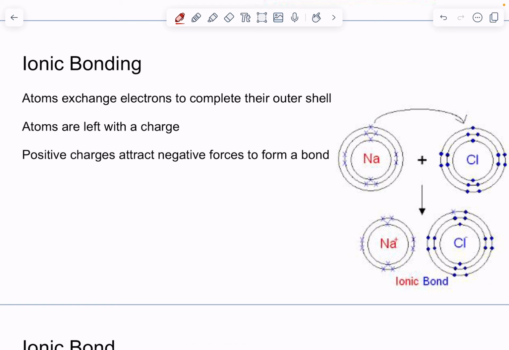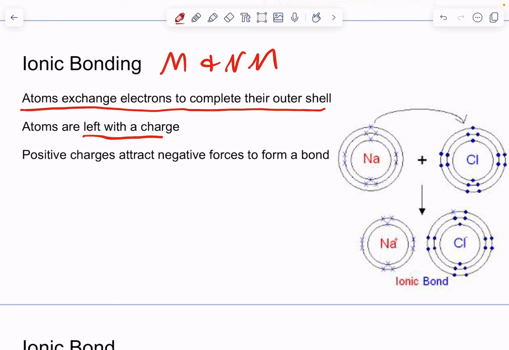An ionic bond, which we've already talked about, is between a metal and a nonmetal. It is when atoms exchange electrons to complete their outer shell, or they transfer electrons. What happens when they transfer electrons is these atoms are left with a charge. They become ions. And when a positively charged ion and a negatively charged ion combine, they will form an ionic bond.